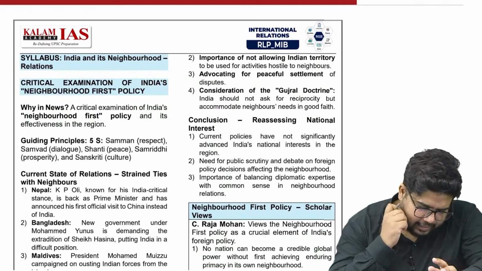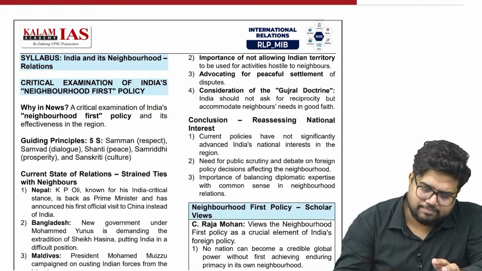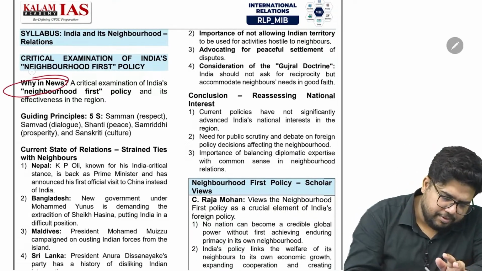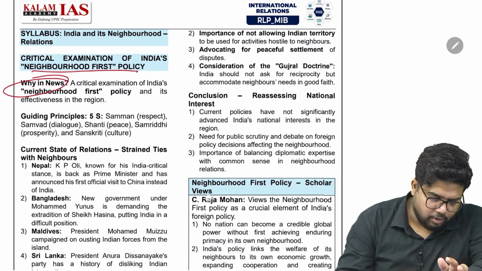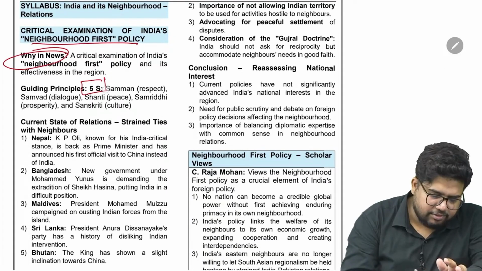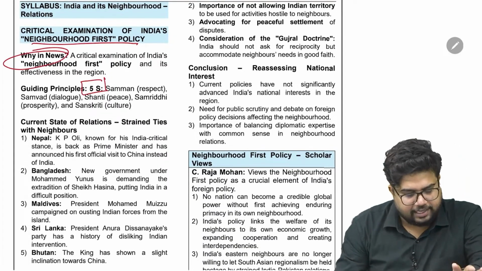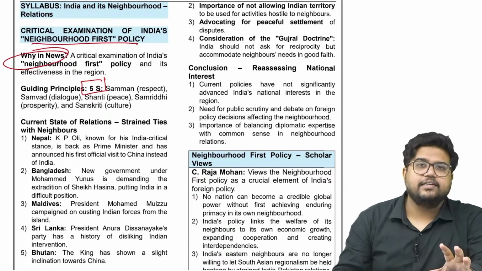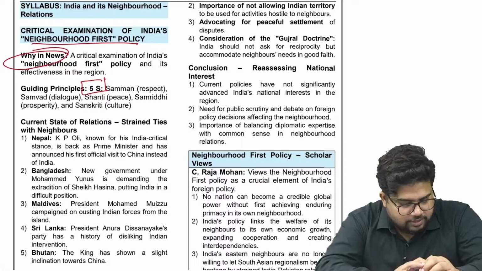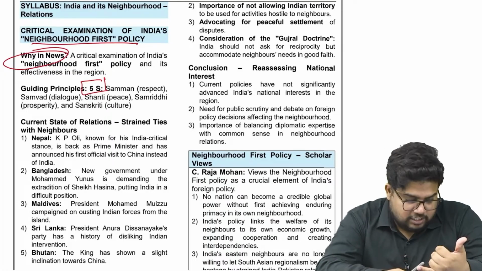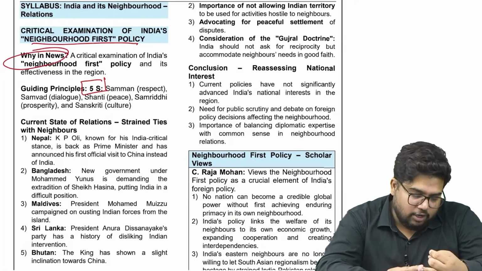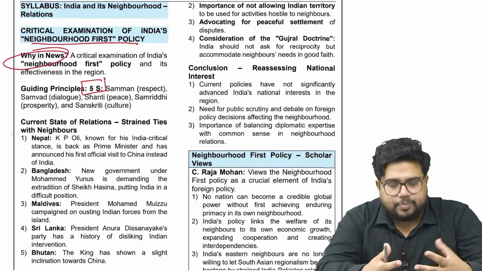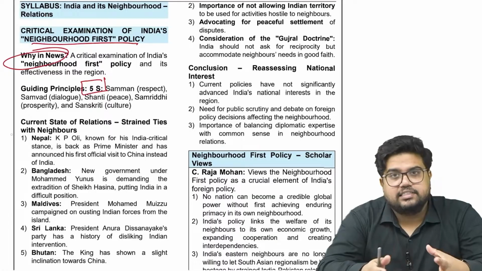Let's go ahead. India's neighborhood policy: let's have a brief look, and you can read the content from here. You might be well aware of what India's neighborhood policy is. Again, see the keyword being used, the acronym 5S. This is the guiding principle of India's Neighborhood First policy. What is 5S? Samman, that is respect. Samvad, that is dialogue. Shanti, that is peace. Samriddhi, that is prosperity. And Sanskriti, that is culture.